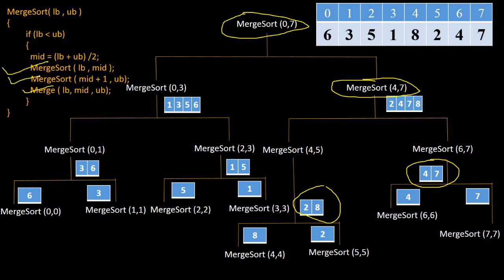Now for this function merge sort 0 comma 7, this left part is executed, this right part is executed, only the function remaining to execute is merge. When we perform this merge function on this array and this 2 4 7 8 array, then we get the final sorted array as 1 2 3 4 5 6 7 and 8. So in this way the merge sort recursion works.